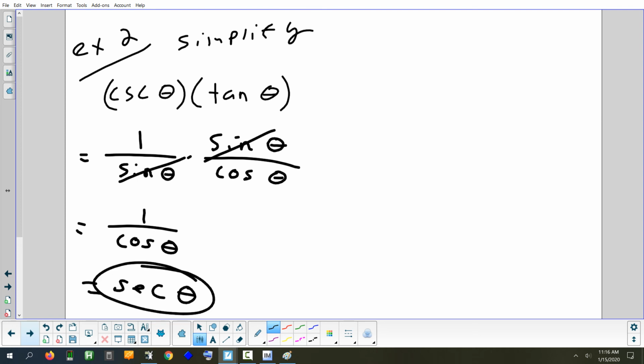So, if you take the cosecant of any angle times the tangent of that angle, that's the same as taking the secant. And the reason it's an identity is because it's true for any angle. Theta could be 12 degrees. Theta could be 19.6. Theta could be anything. In fact, sometimes you see theta, sometimes you see x. It doesn't matter. It's just a variable.